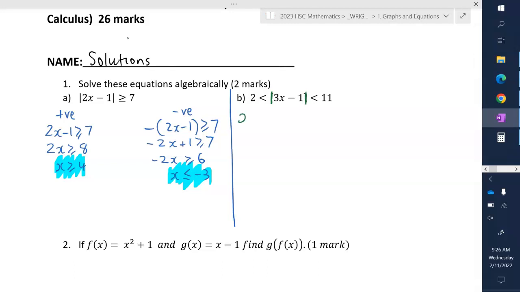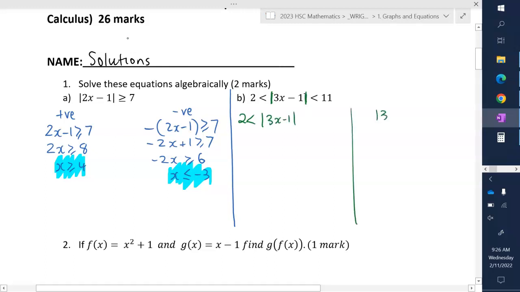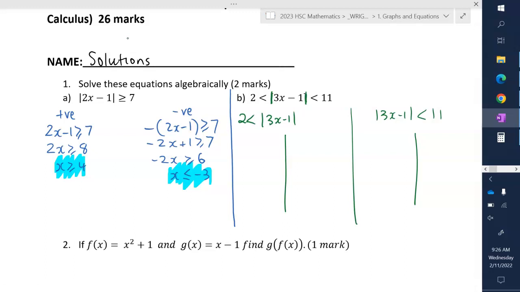So I'm going to split this into 2. I'm going to have 2 less than the absolute value of 3x minus 1, and I'm also going to have the absolute value of 3x minus 1 is less than or equal to 11. And what we're going to end up with is 2 solutions on this side and 2 solutions on this side as well, because I'm going to need to look at the positive and the negative value over here. So I'm going to write positive and negative, and positive and negative, because there's an absolute value. That's what I need to do.